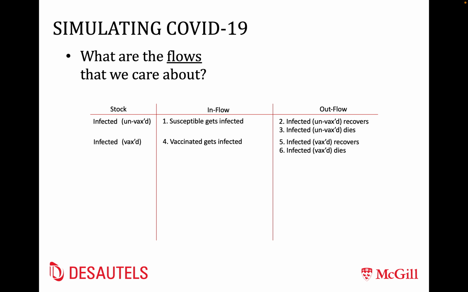Okay, and so next we have infected vaccinated, and you'll notice that inflow 4 looks a lot like inflow 1, and outflows 5 and 6 look a lot like outflows 2 and 3, right? So these are very similar in terms of the direction. However, the rates might be very different. Now, this is where we start talking about flows versus rates. A lot of times when you do stock and flow modeling, we tend to use flows and rates somewhat interchangeably, because these flows often have a directionality and a magnitude.